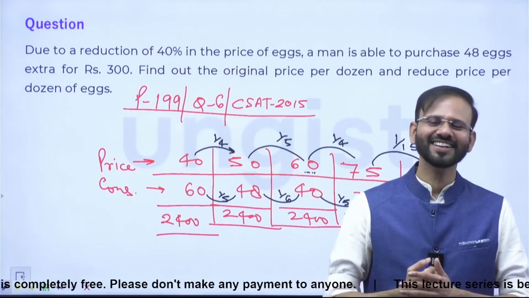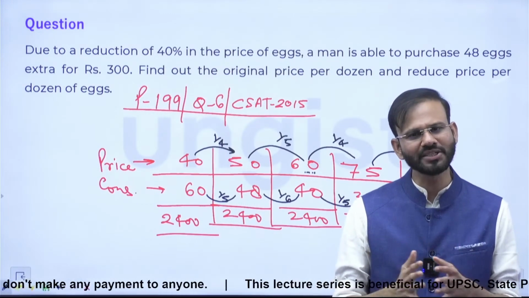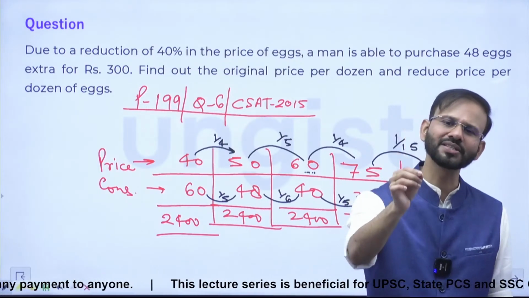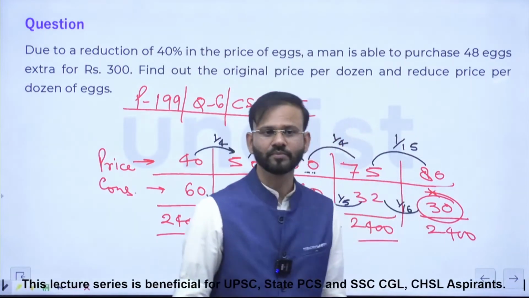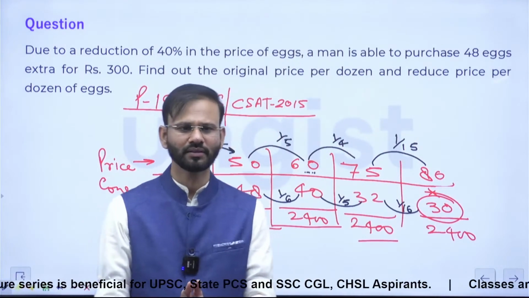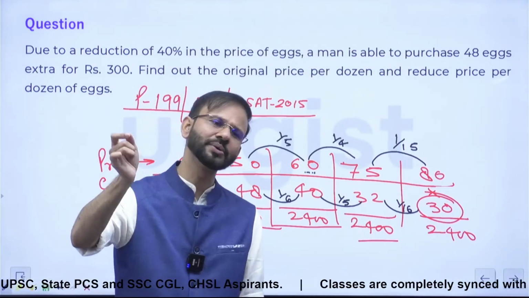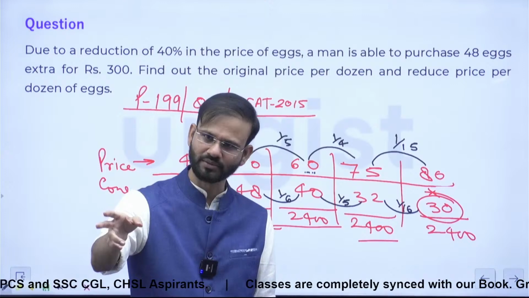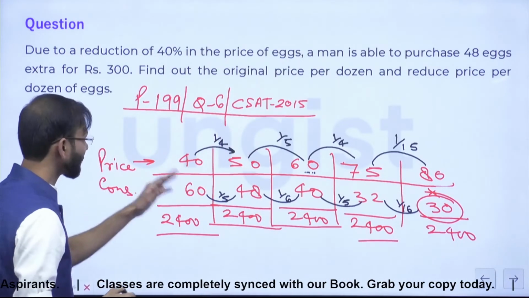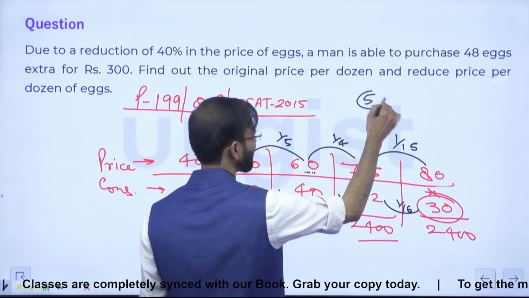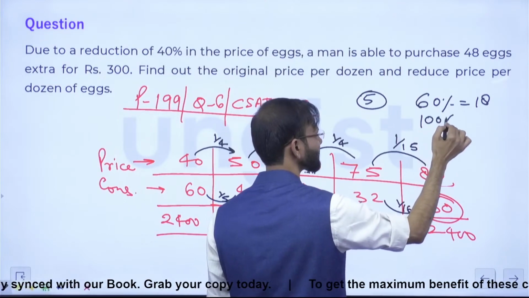Yes. See guys. Question number 5. Just by looking at the question, can you tell me the answer? What is this question trying to ask you? Tell me first. Actually, what is it trying to say? If 60% is equal to 18, then 100% is equal to what? That's all this question is. Right? I repeat. Question number 5 is trying to say if 60% is equal to 18, then 100% is equal to what?